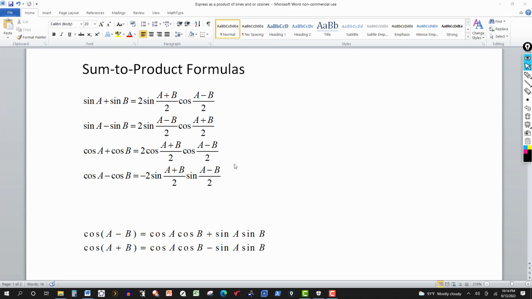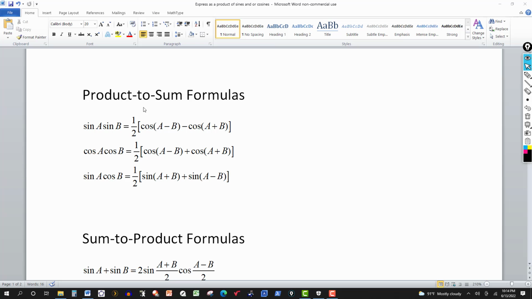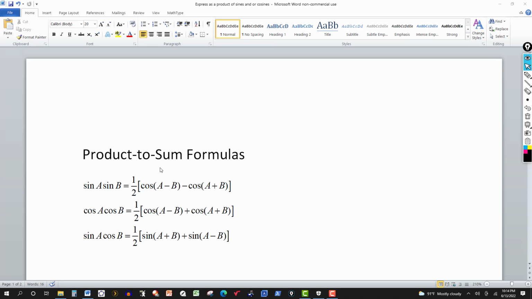Now these formulas are used more in advanced mathematics, say, in calculus integration. Sometimes you're taking the integral of a product of two trig functions, and it makes it a lot easier if you can write that same product as a sum or a difference. So these are your formulas going from a sum to a product. And then over here, these are the ones that I'm going to be using. So product to a sum: sine of A, sine of B equals 1/2, and you can see what the formulas are right there.